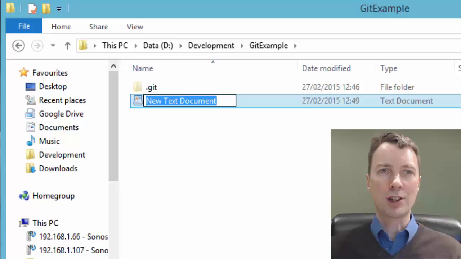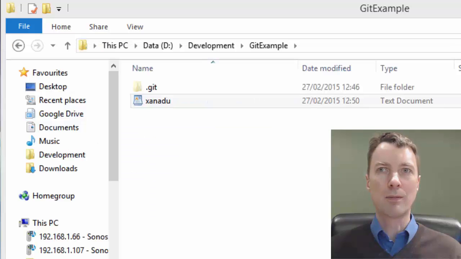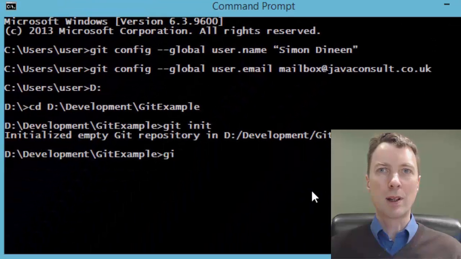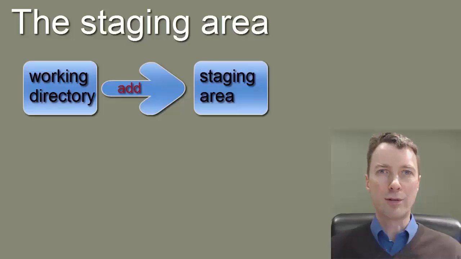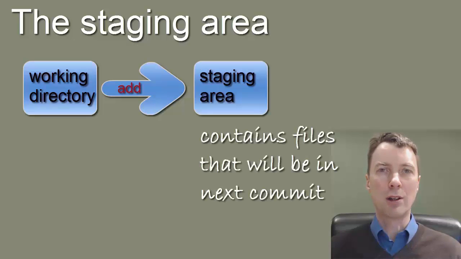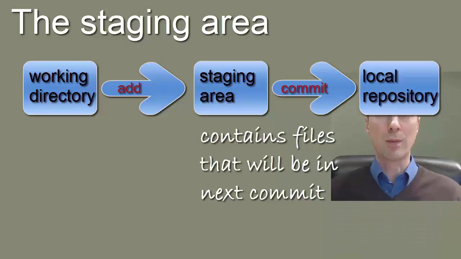Next, I'll add a text file to the working directory, add some text, and save it as Xanadu. The add command adds changes to the working directory to the staging area. The staging area contains new files or modified files that will be included in the next commit. Instead of committing all of the changes made since the last commit, the stage lets you group related changes into highly focused snapshots before committing these snapshots to the project history.